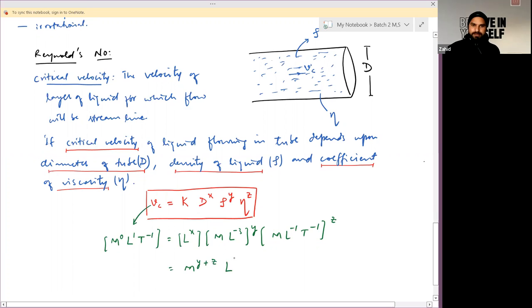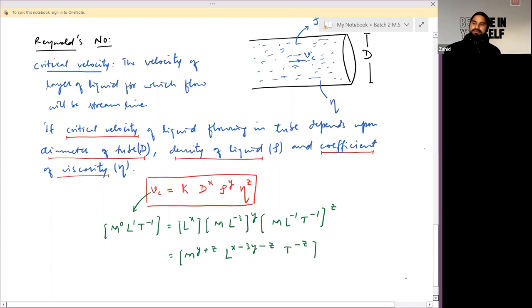L raised to x minus 3y minus z. And last, t raised to minus z. So I have just expanded this expression and put the same bases to one side. Now we have an equation with three different terms: mass, length, and time. So just compare the exponent of each part to the same term on both sides, then you'll get the values of x, y, and z.